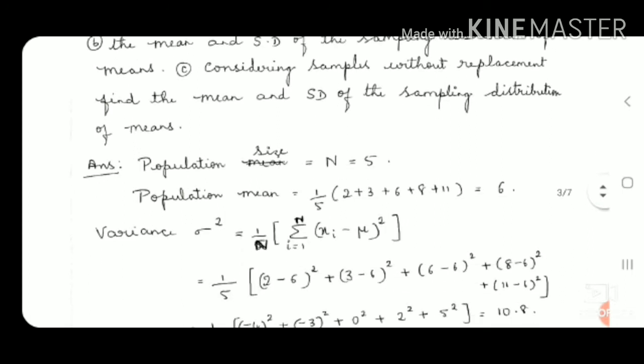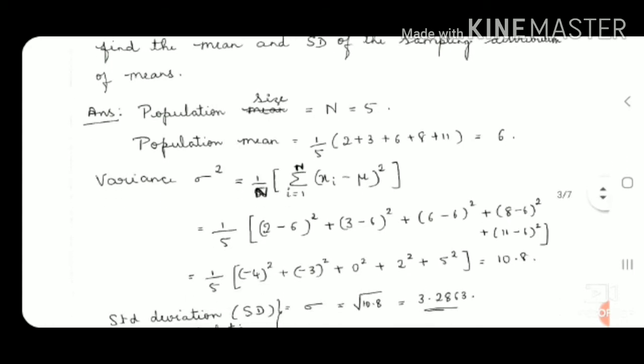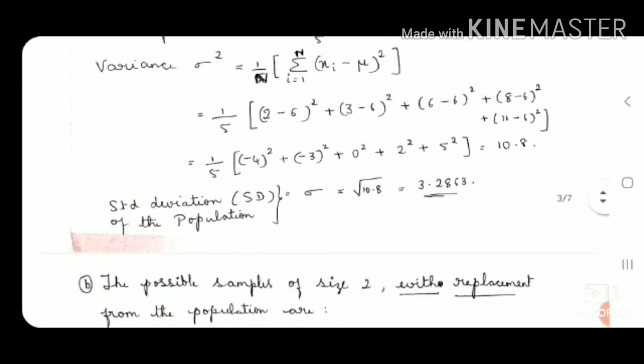The population mean is the average of these 5 elements. And the variance sigma square is given by the sum of the squares of each member minus the mean of the population, divided by the number of elements in the population. So this comes up to be 10.8. The standard deviation is the root of the variance, root of 10.8, which gives us 3.2863.